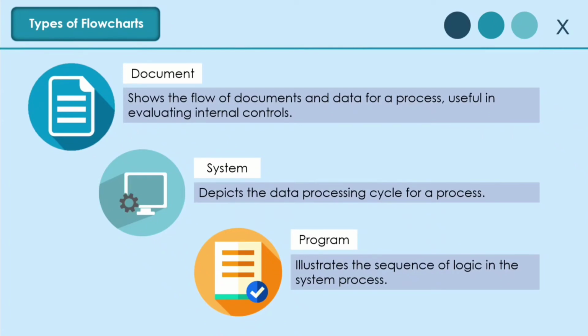Program flowcharts. Program flowcharts illustrate the sequence of logic in the system process. A program flowchart shows the sequence of instructions in a single program or subroutine, as well as a graphical representation of the sequence of operations in an information system or program. The program flowchart is a diagram that shows the data flow while writing a program or algorithm. It allows users to explain the process quickly as they collaborate with others.